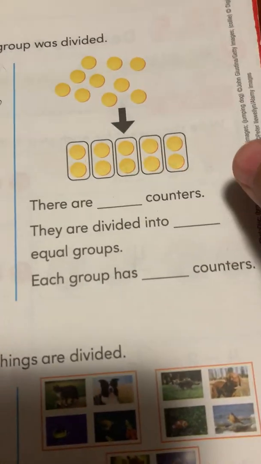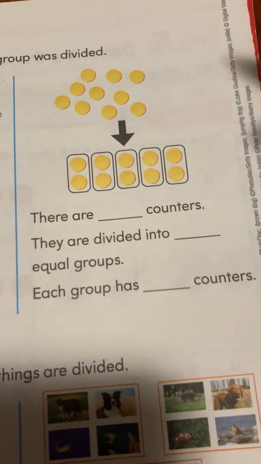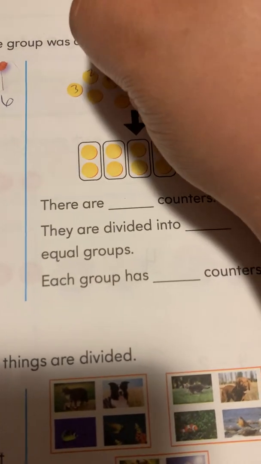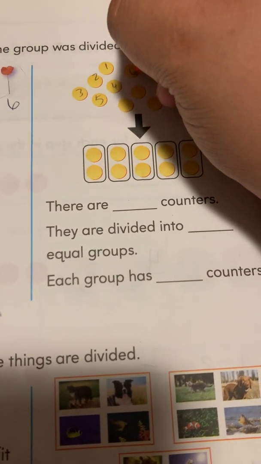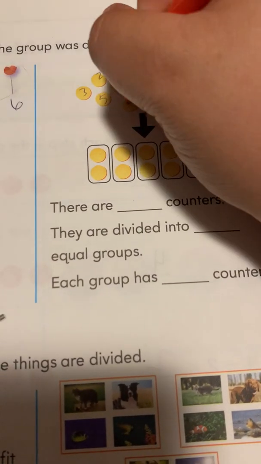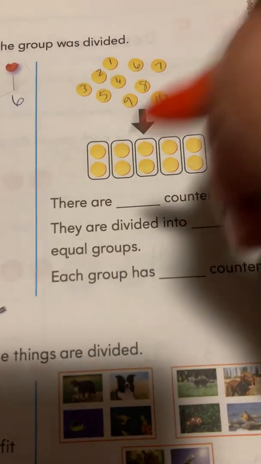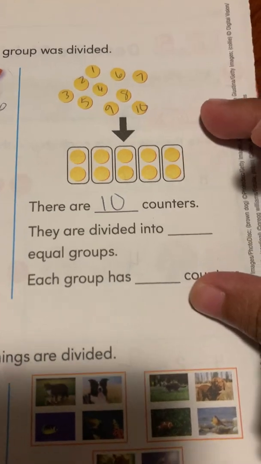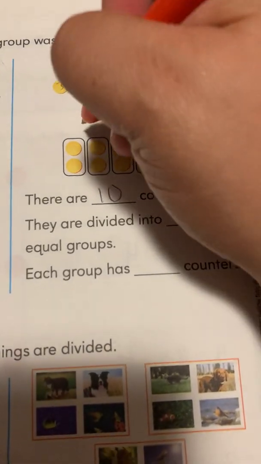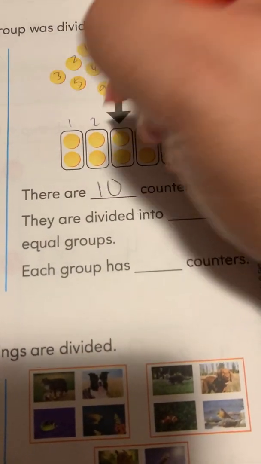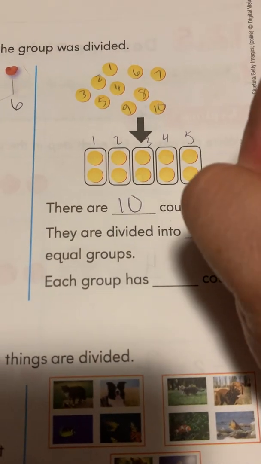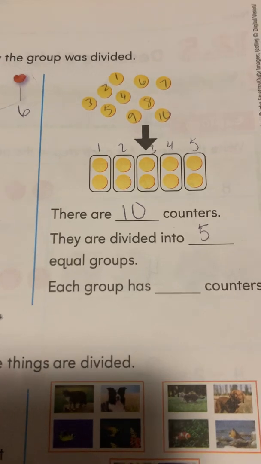The next one. There are blank counters. Let's see. We have 1, 2, 3, 4, 5, 6, 7, 8, 9, 10. So there are 10 counters. They are divided into blank equal groups. Let's see. We have 1 group, 2 groups, 3 groups, 4 groups, 5 groups. So we divided it into 5 equal groups.